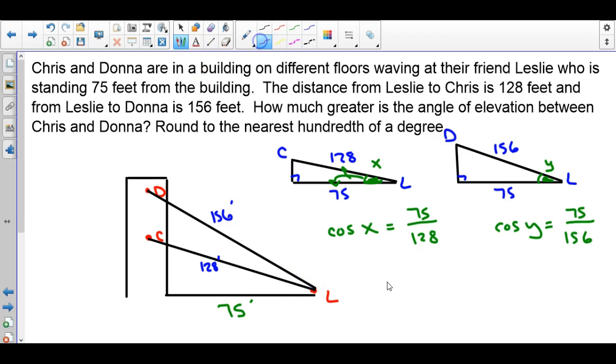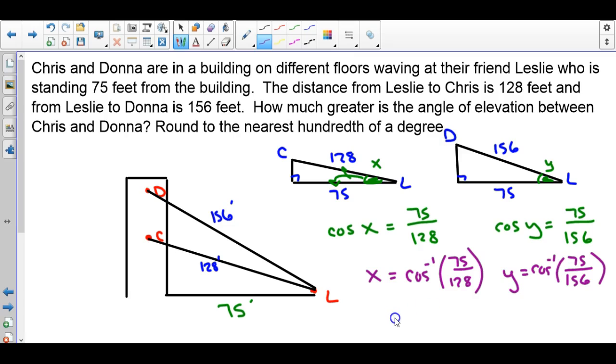So the next thing I'm going to do is write out that in order to get x by itself, I'm going to need to use my inverse function. So inverse cosine of 75 over 128. And then same thing here for y. It's going to be cosine inverse, or we could again call it arc cosine. It's the same thing. And then all that you have to do in the calculator is press second and then cosine 75 divided by 128. And I'm getting an angle measure of 54.13 degrees. And then for y, I'm going to do the same thing, second and then cosine, and that's 75 divided by 156. And that one's going to come out to 61.26 degrees.